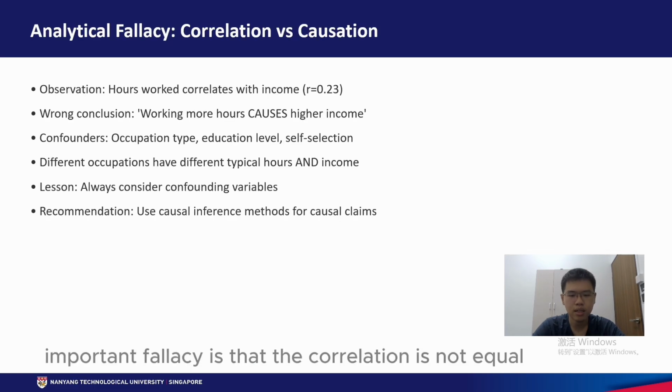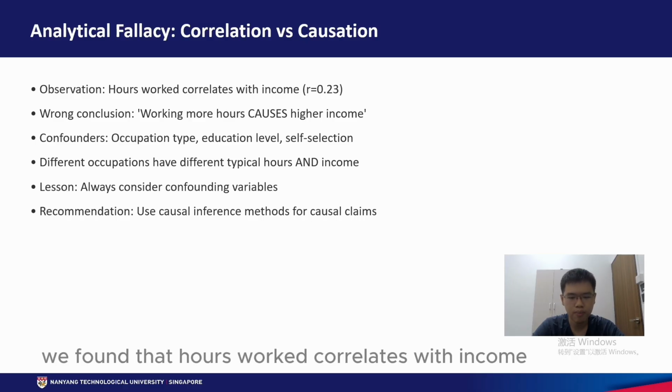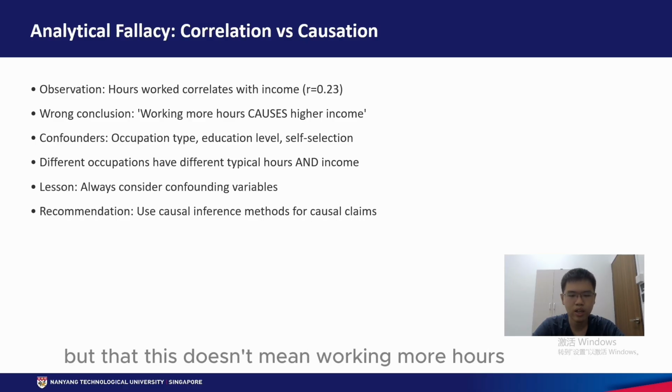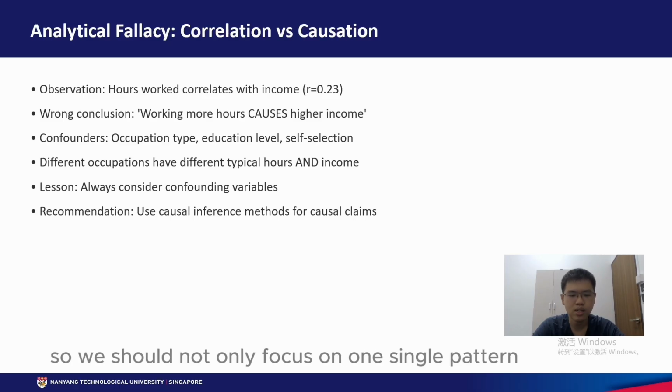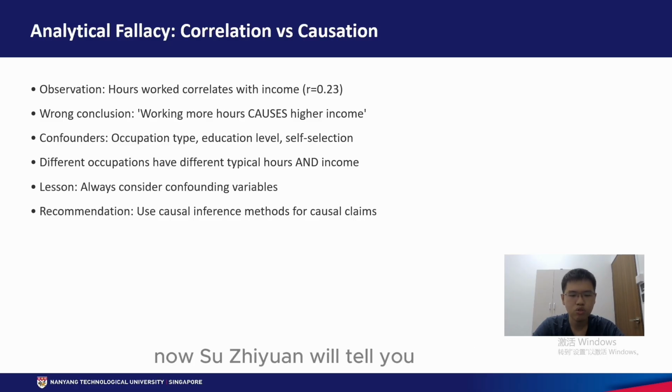Another important fallacy is that correlation is not causation. We found that hours worked correlated with income, but this doesn't mean working more hours causes higher income. Confounders like occupation type and education level affect both values. So we should not only focus on one single pattern. Now, Su Zhiyuan will tell you how we used this data to train the model.